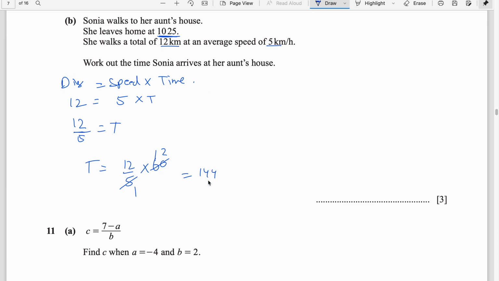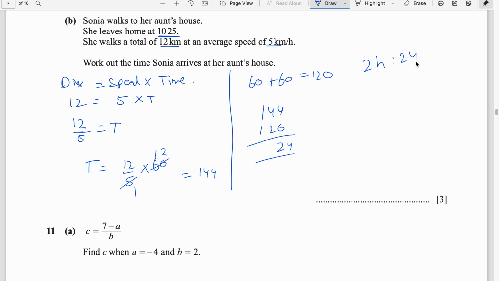So either in minutes or in hours, the choice is yours. So 144, 60 plus 60 is 120, 2 hours already. So 144 minus 120, we get 24 extra minutes. So this is 2 hours and 24 minutes. She started at 10:25. So when you add 2 hours and 24 minutes to it, 5 plus 4 is 9, 2 plus 2 is 4, and 10 and 2 is 12. So she reaches her aunt's house at 12:49.